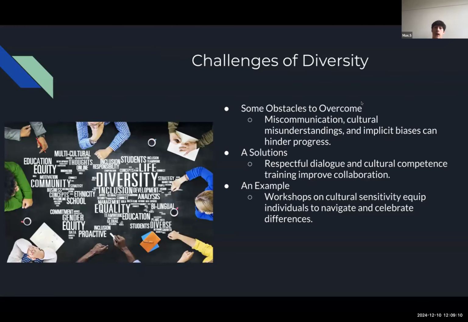Some challenges of diversity. Some obstacles to overcome would be miscommunication, cultural misunderstandings, and implicit bias, which can hinder progress. Solutions would be respectful dialogue and cultural competence training, improved collaboration. And another example would be workshops on cultural sensitivity that equip individuals to navigate and celebrate differences.